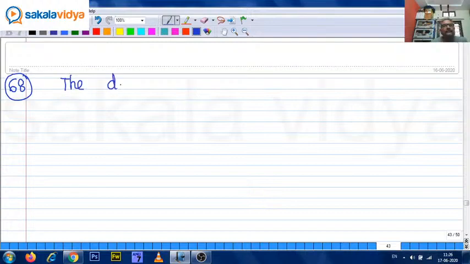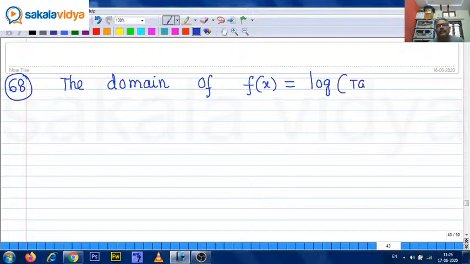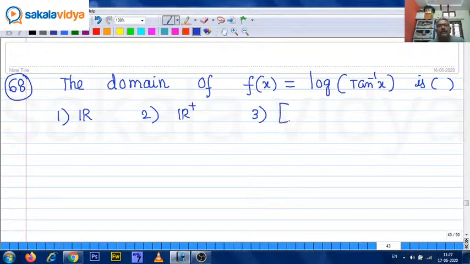The domain of f of x equals log of tan inverse x is: first option R, second R plus, third 0 to infinity closed, fourth minus pi by 2 comma pi by 2.